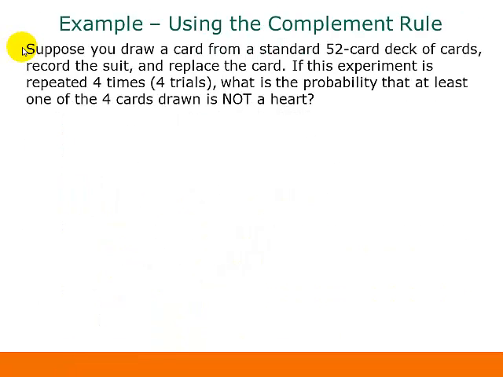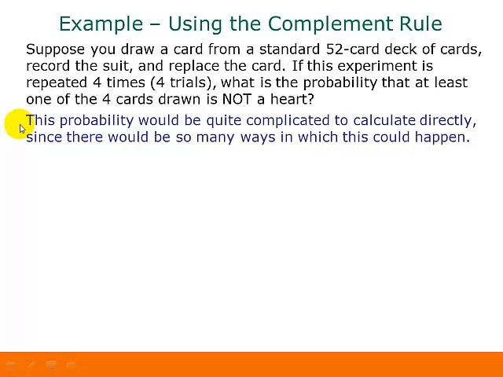Another example of using the complement rule. Again, suppose you draw a card from a standard 52 card deck, record the suit, and replace the card. If this experiment is repeated 4 times, what is the probability that at least one of the 4 cards drawn is not a heart? Now this probability would be very complicated to calculate directly, because there would be so many different ways in which this could happen.